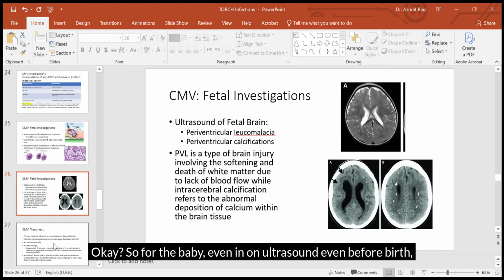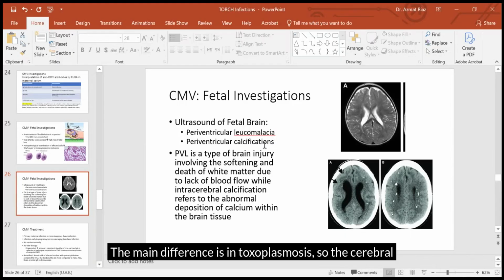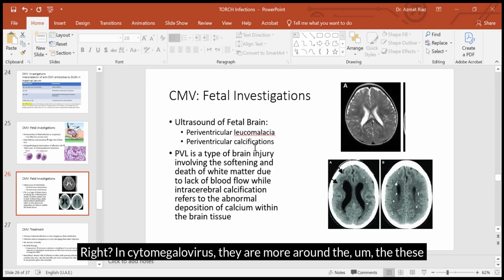For the baby, even on ultrasound, even before birth, if the fetal brain ultrasound is performed, there are now two terms. We already knew about intracerebral calcifications, right? Intracerebral calcifications are also present in toxoplasmosis. The main difference is that in toxoplasmosis the cerebral calcifications are spread all over the brain, right? In cytomegalovirus, they are more around the brain ventricles.